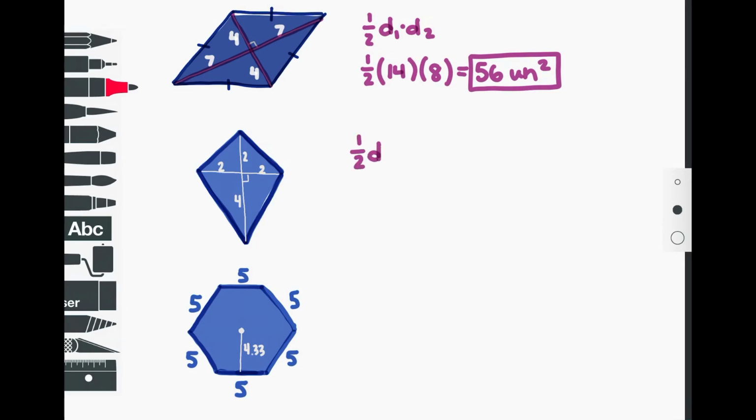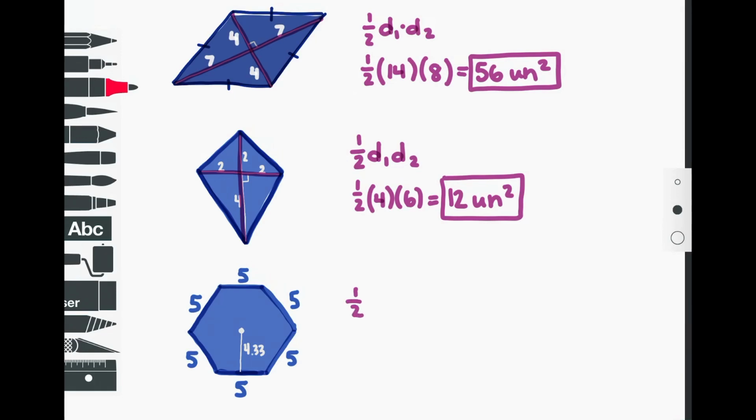This is looking like a kite. So nice that we can use the same formula. And the diagonals this time are 4 across and up and down 6. So the area here would be 1/2 times 4 times 6. 12 square units.